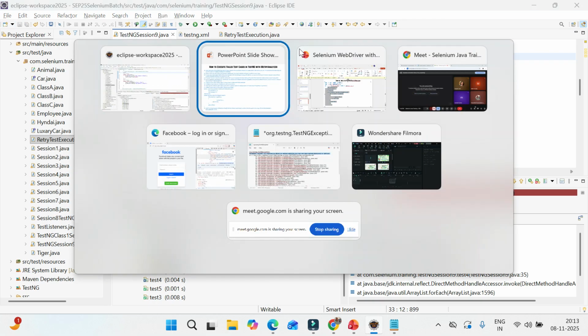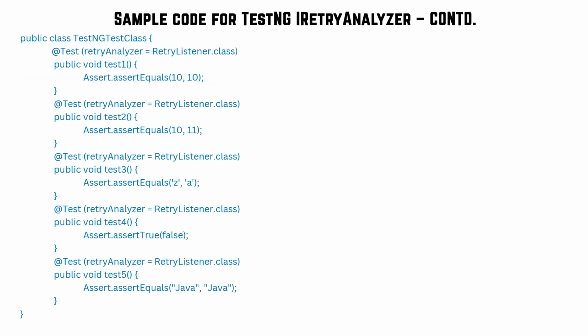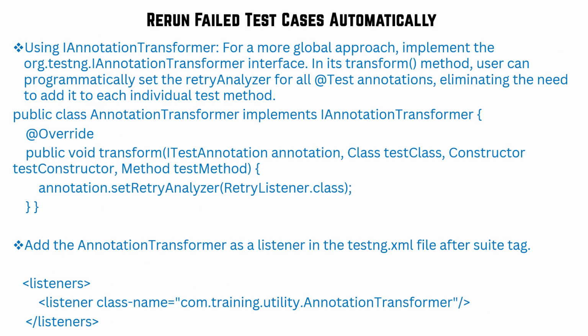Okay, so we need to take help from the other listeners. There is an IAnnotationTransformer listener. So for a more global approach, implement the org.testng.IAnnotationTransformer interface. In its transform method, the user can programmatically set IRetryAnalyzer for all the test annotations. You don't need to define it manually, eliminating the need to add it to each individual test method. Okay, so I will be doing it.